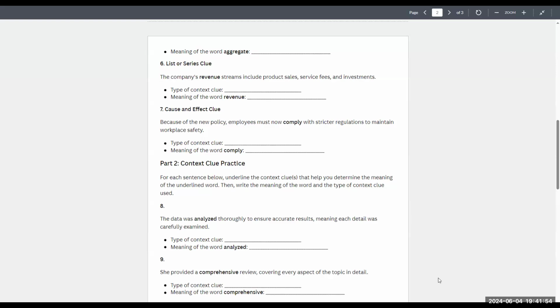Because of the new policy, employees must comply with stricter regulations to maintain workplace safety. Now, you heard this during COVID, right? You heard the word comply during COVID. What does it mean? Not achieve. That would be kind of complete. Following the rules, right? You have to comply with regulations to maintain workplace safety. As a result, right? So it's a cause and effect. You must comply because there's stricter regulations.